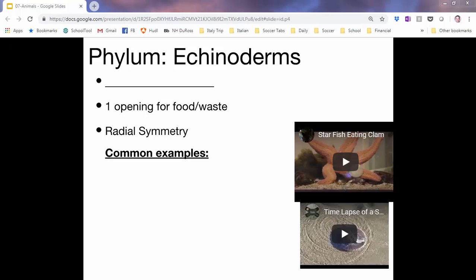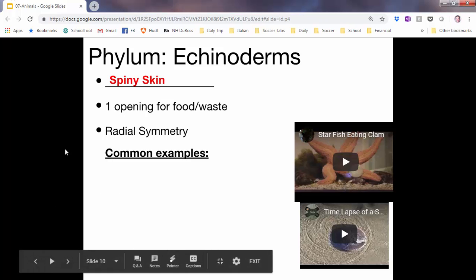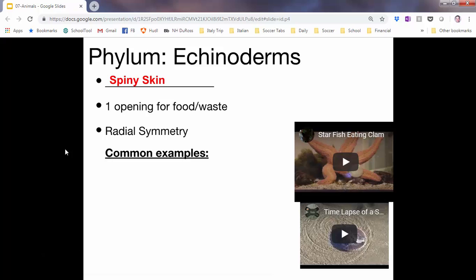The next phylum is called Echinodermata. And Echinodermata, the name, it means spiny skin, like a dermatologist is a doctor that helps people with skin problems. Okay, spiny skin. And Echinodermata includes some things you're probably familiar with. It includes starfish.